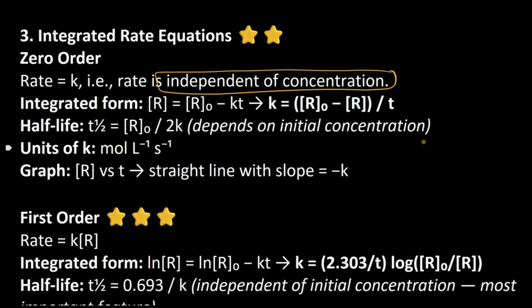T half means what? To complete the half of the reactant, how much time is required. So T half is equal to R0 by 2K. It depends on the initial concentration. And if you are plotting the graph between R, concentration of the reactant, versus T, it will give you a straight line with the slope of minus K, which will be a negative slope.